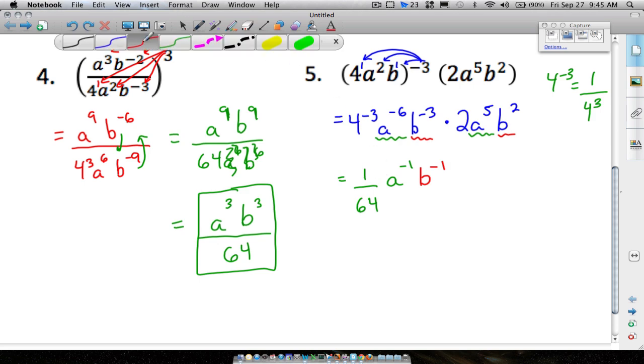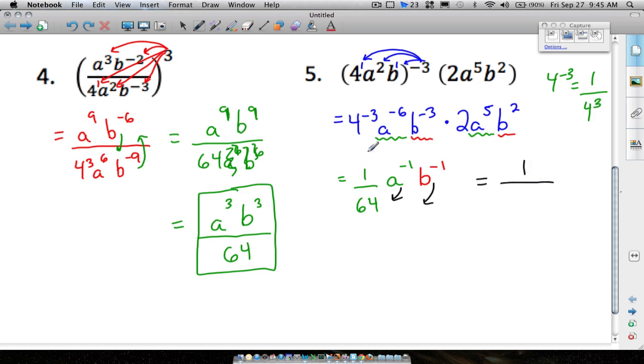So it turns out that we actually end up shooting that stuff to the bottom as well, because we want a positive exponent down there, so we're going to shoot it down there with the 64. And we do the same thing with the b. Therefore, the only thing you have left up top is that 1, and you need to show something up there. Do not put 0. So we still have a 1 up top, however, everything else gets moved to the bottom.